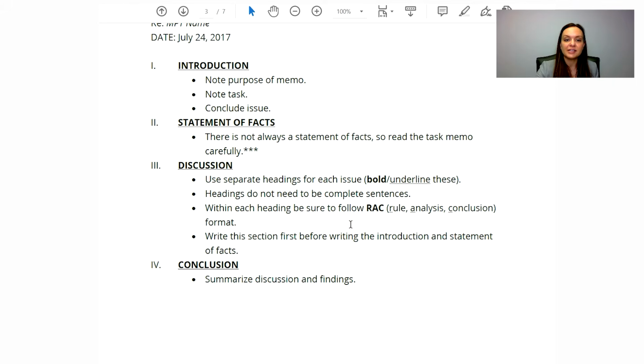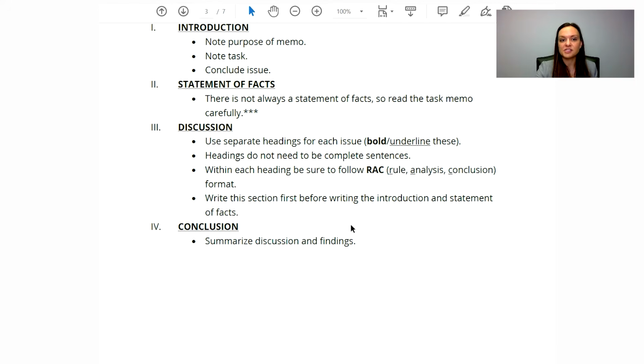Now, your discussion section is definitely something that they're expecting you to write. Again, as I already mentioned, this is where you're going to get the majority of your points. This is what they're looking for, because here in your discussion section is where you're articulating the applicable rules and you're analyzing them to reach your conclusions. So for each separate issue, you want to have separate headings. Draw positive attention to these headings, so you want to bold them and/or underline them. Here, your headings do not have to be in complete sentences. We recommend your headings in a persuasive brief are, but here in a memo, they don't have to be.